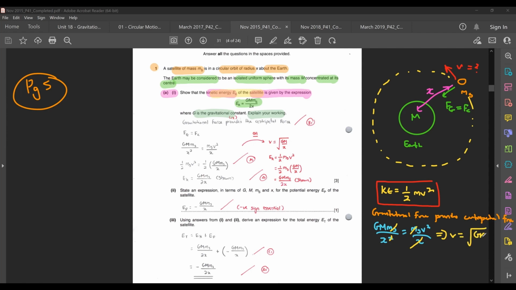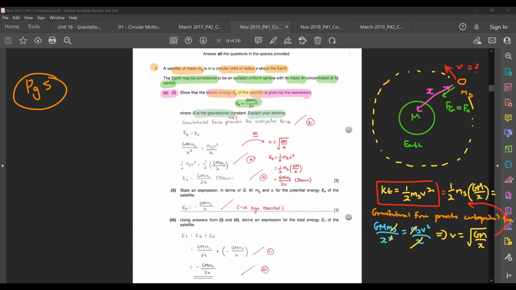GM over x. Okay, so from there, if I substitute into here, KE equals half mv squared, what you will get is something like this. You will get half ms, this one I should have written as half msv squared. Half ms times your v squared. This one will be GM over x.